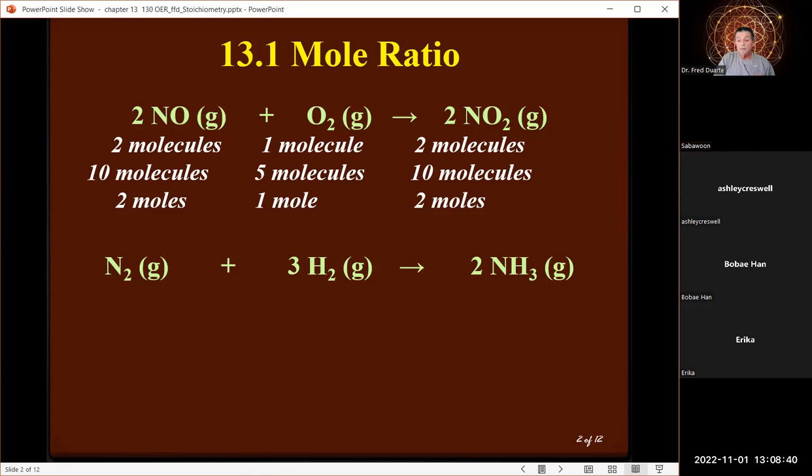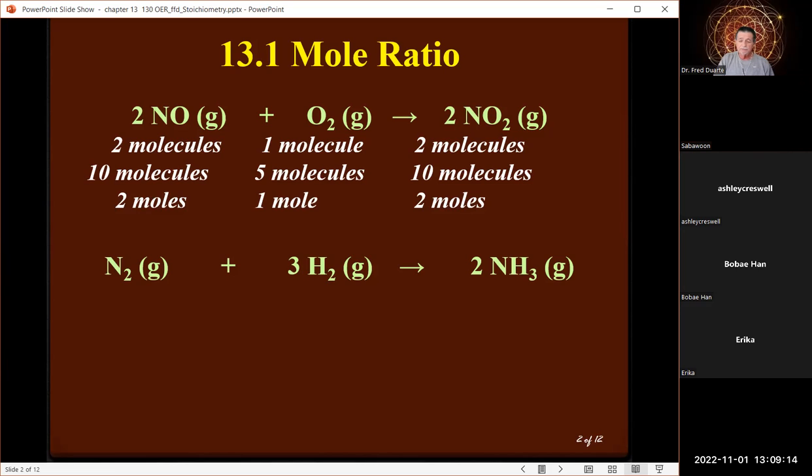Now, we may have more than just 2 molecules. We could have 10 molecules. No problem, because that ratio of 2-to-1 between NO and oxygen remains the same. So if we use 10 molecules of NO, then we need at the minimum 5 molecules of oxygen, because that ratio is still a 2-to-1 ratio, which then in turn will give us 10 molecules of the product.